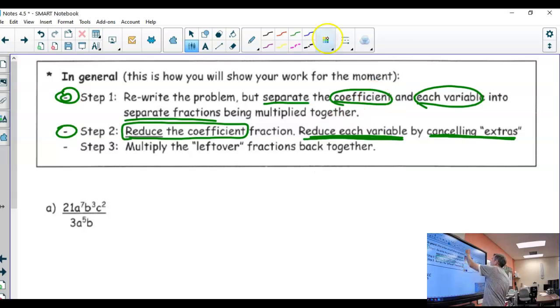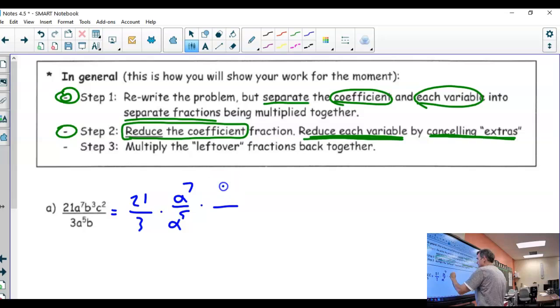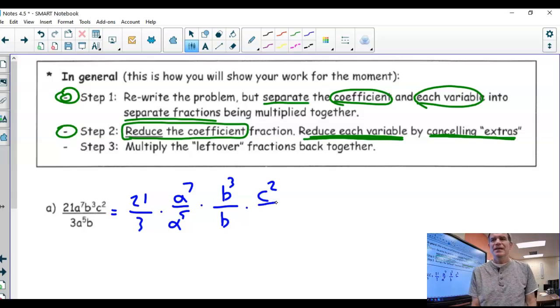All right, so the first thing I'm going to do is I'm going to separate everything. The coefficients would be 21 over 3. The a's are a to the 7th over a to the 5th. The b's are b to the 3rd and a b on the bottom. And the c's have a c squared on top and no c's on the bottom. So I could leave that blank or I could put a 1 there. Either way is fine.